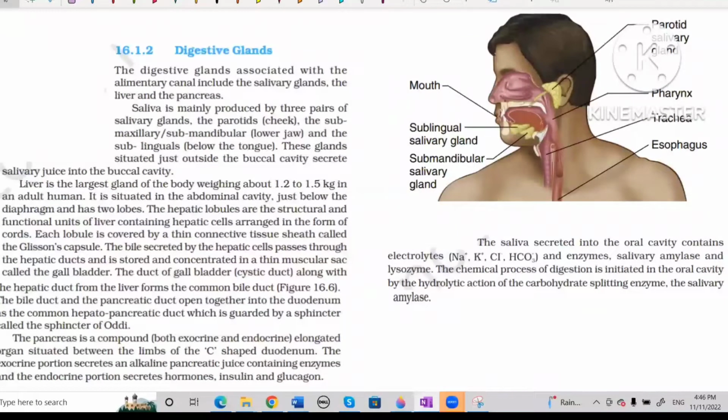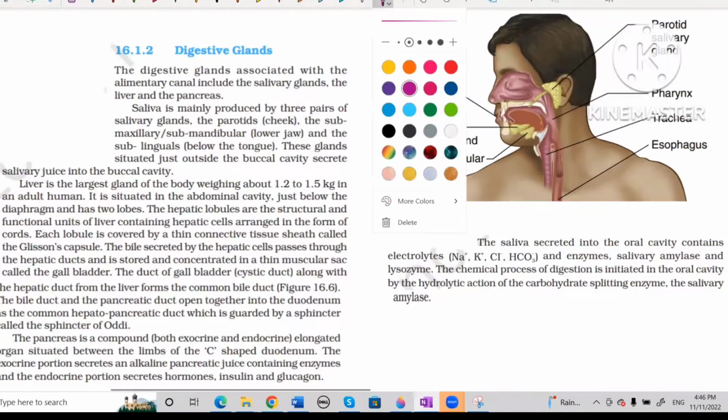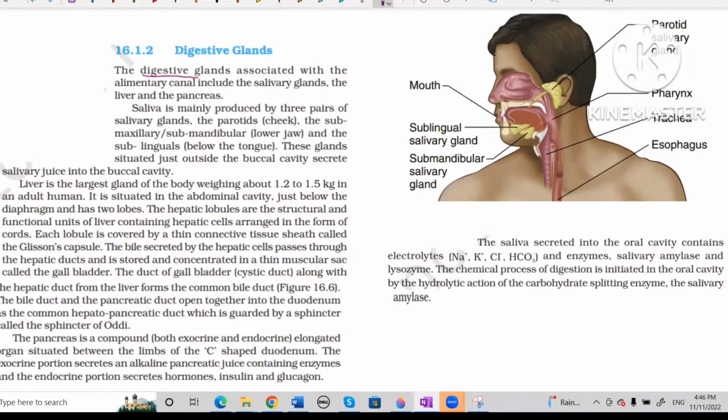So in this video, we are going to study about the digestive glands. If you remember in the first video, we studied that there are three accessory glands which are present, that is salivary gland, liver and pancreas. So you can see here the digestive glands which are associated with the alimentary canal are salivary gland, liver and pancreas. So in this video, we are going to study all these glands.